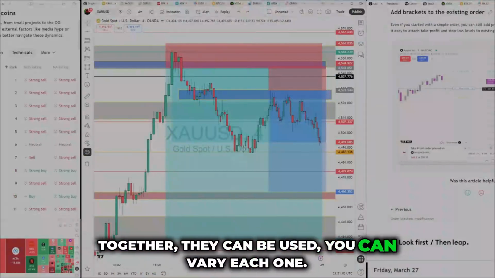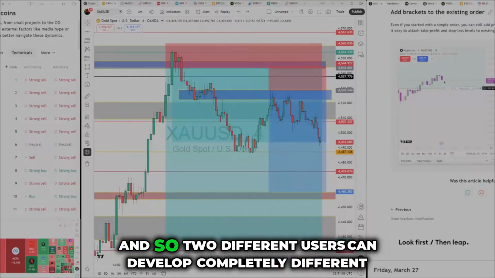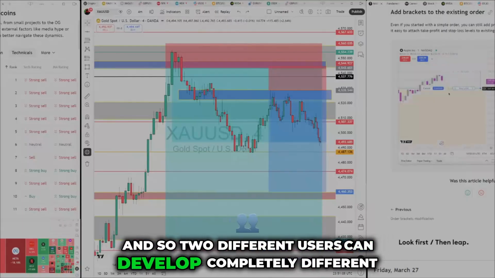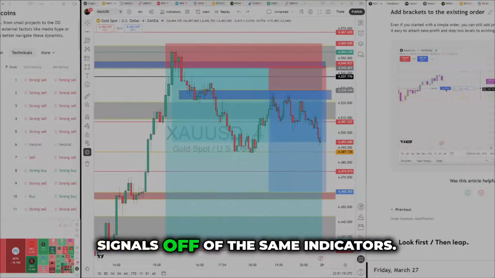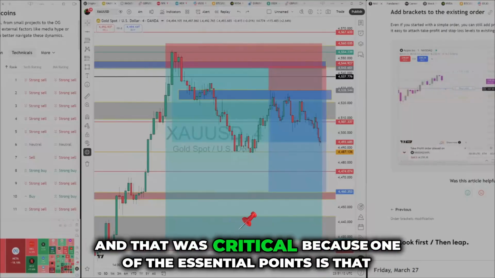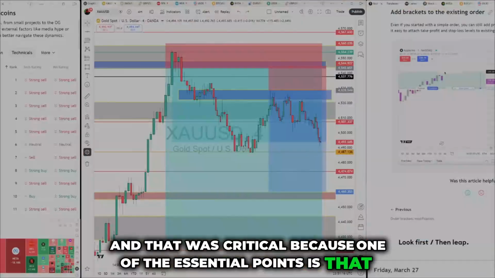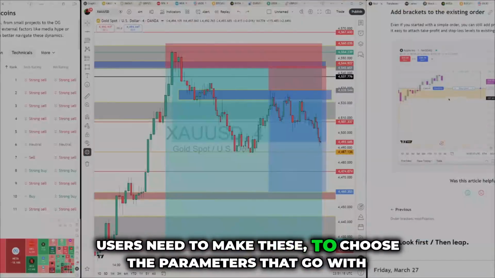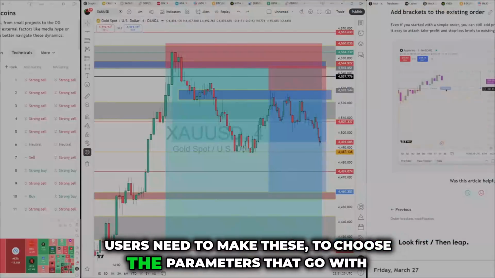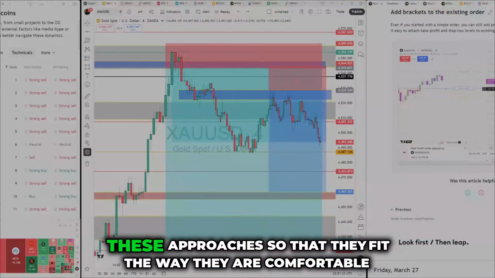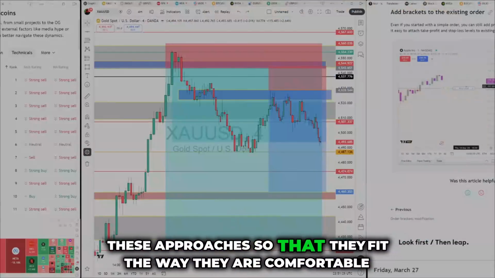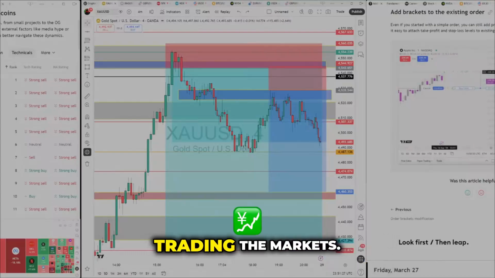So I made these so that they can be combined, they can be used together, and you can vary each one. So two different users can develop completely different signals off of the same indicators. And that was critical because one of the essential points is that users need to choose the parameters that go with these approaches so that they fit the way they are comfortable trading the markets.